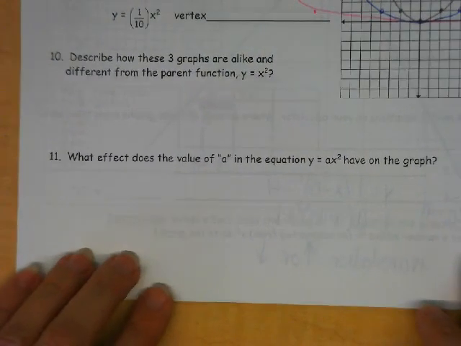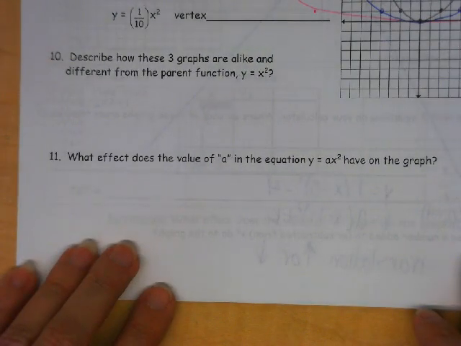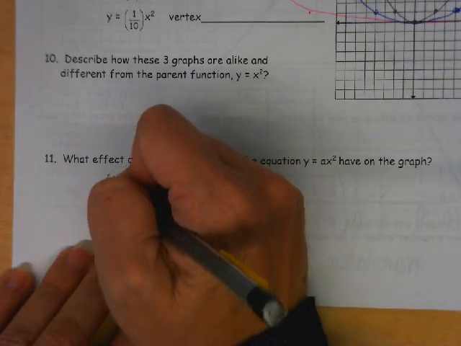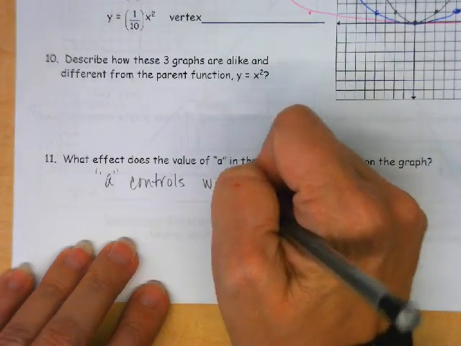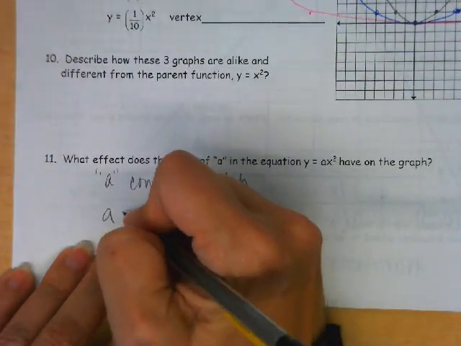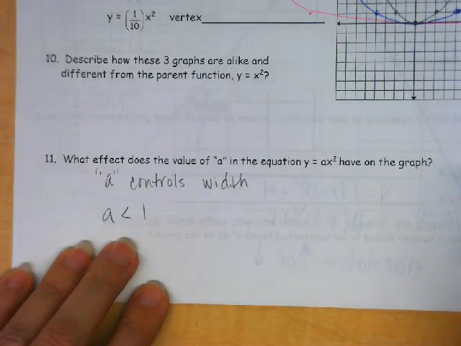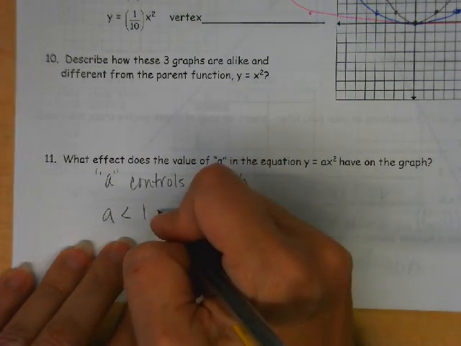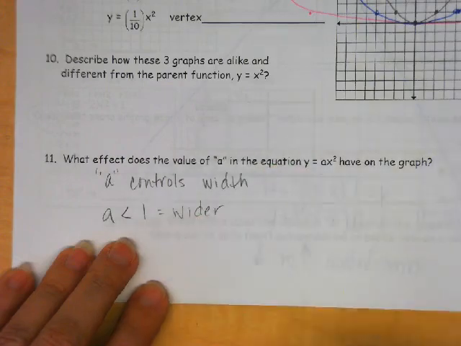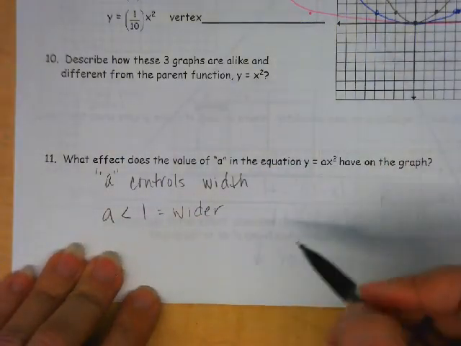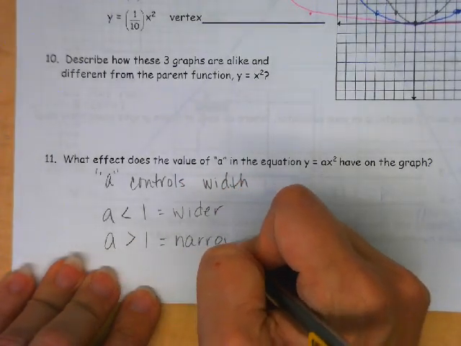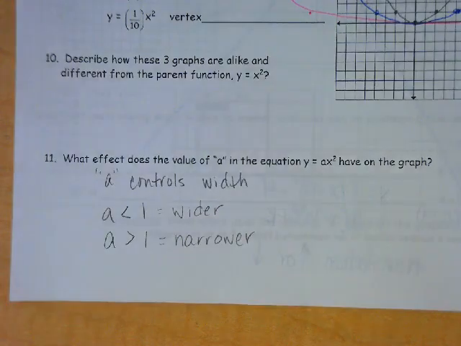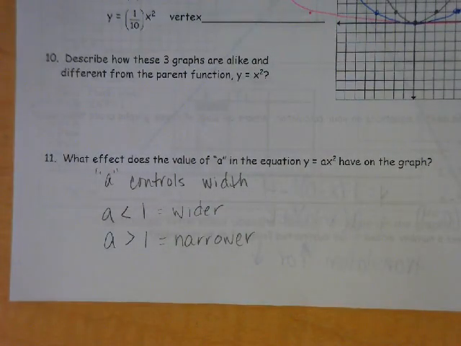So what I want you to take from this as far as what happens with A: what effect does A in the equation y equals ax squared have on the graph? So A controls width, right? And we can say if A is less than 1, it got what? Wider, right? Which is backwards of what you would think, until we start graphing it, then it makes a little bit of sense. If A is greater than 1, then it's going to get narrower, right? Not necessarily smaller, but narrower. Okay, so that's what I want you to take from this today.